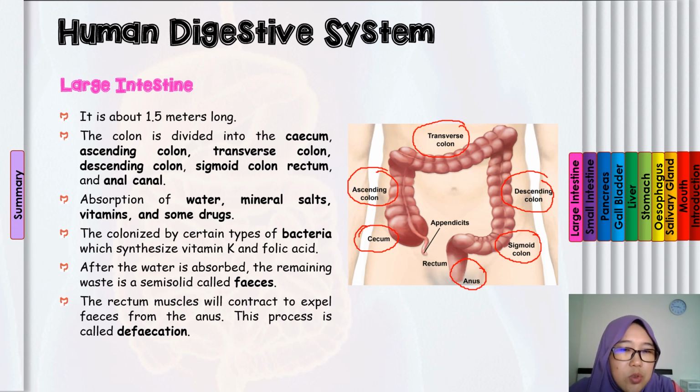It functions to absorb water, mineral salts, vitamins, and some drugs. Other than that, it is also colonized by certain types of bacteria, which function to synthesize vitamin K and folic acid. After the water is absorbed, the remaining waste is a semi-solid called feces. The rectum muscles will contract to expel feces from the anus. This process is called defecation.